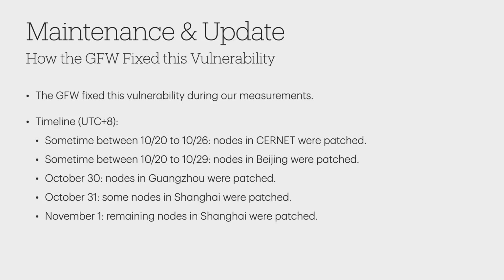Now let's review how the Great Firewall fixed this vulnerability. It patched its nodes in Beijing and Cernet before our formal measurements. And on October 30th, the nodes in Guangzhou were patched. On October 31st, some nodes in Shanghai were patched. Finally, on November 1st, the Great Firewall patched the remaining nodes.